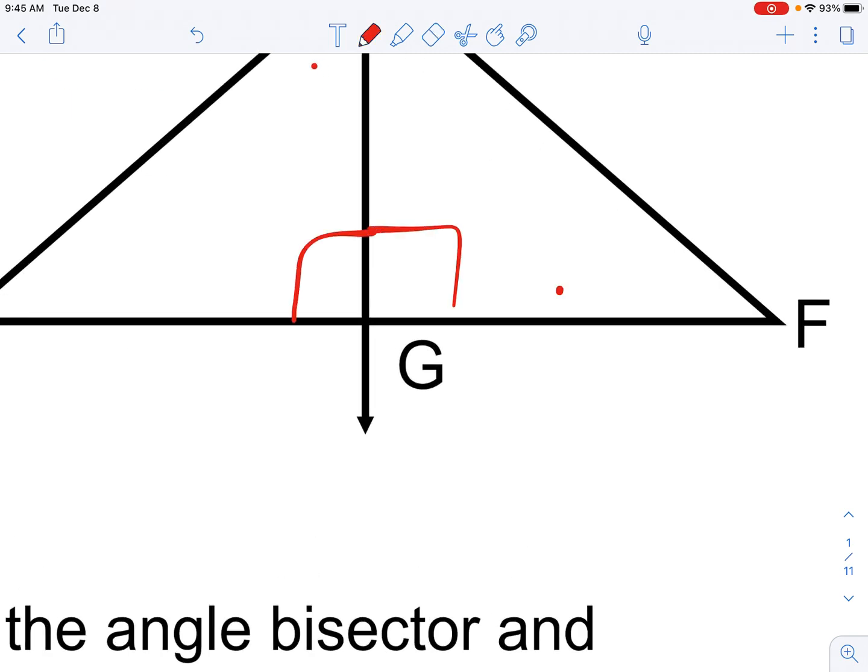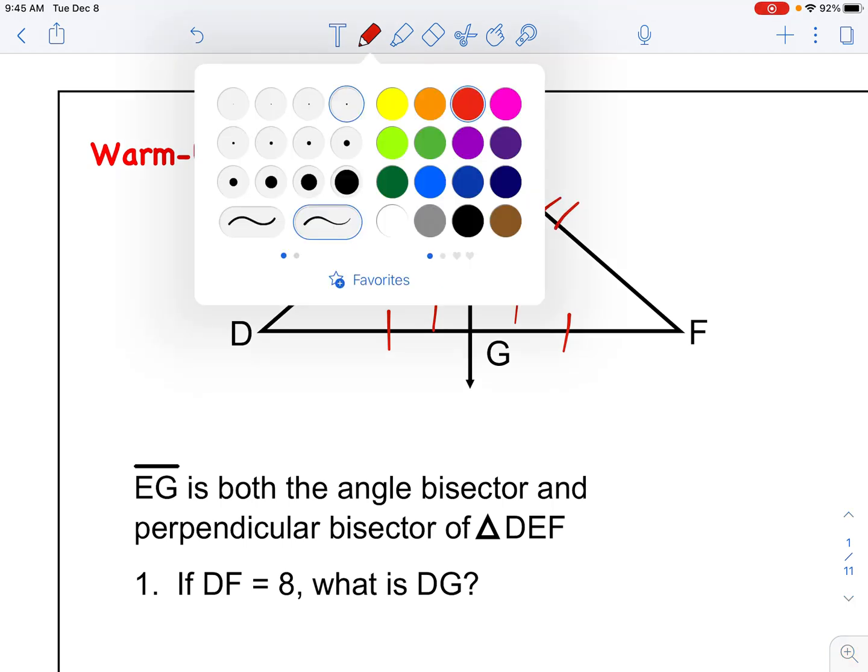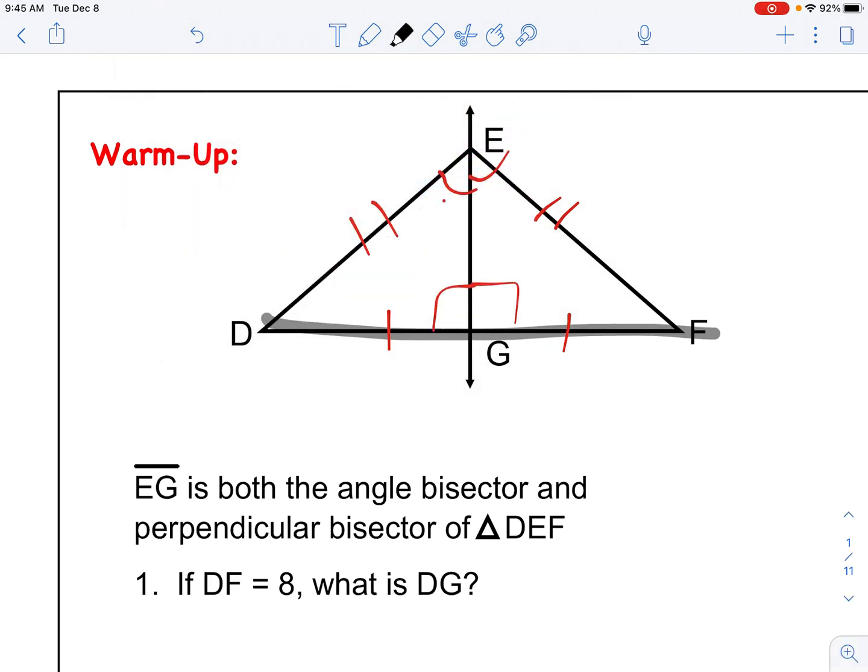All right, so what did that tell us from last unit? Perpendicular bisector meant those were cut in half, and angle bisector means that angle is cut in half, and we also know that that side's also the same, right? So DF is 8. If the whole length D to F is 8, that means half of it, D to G, is 4.